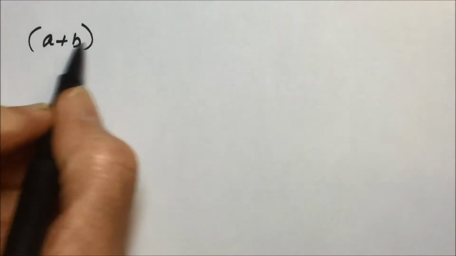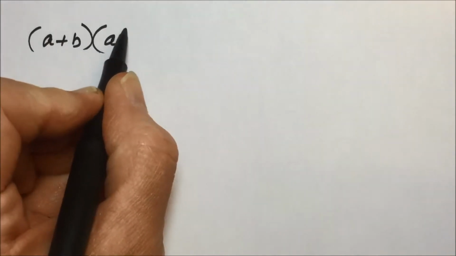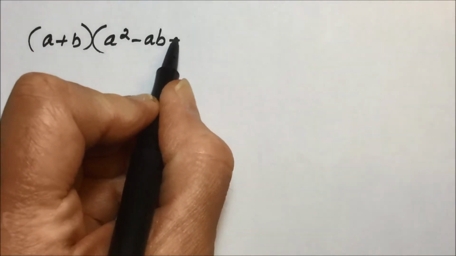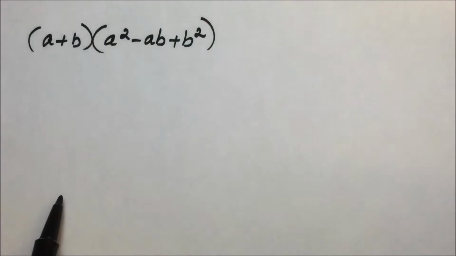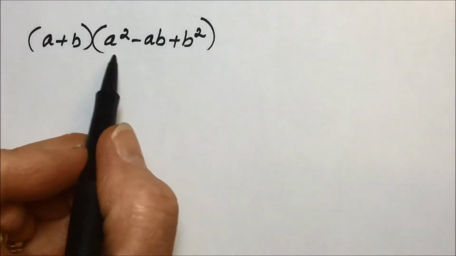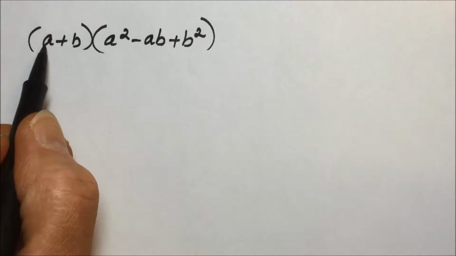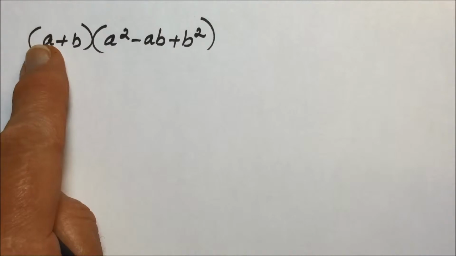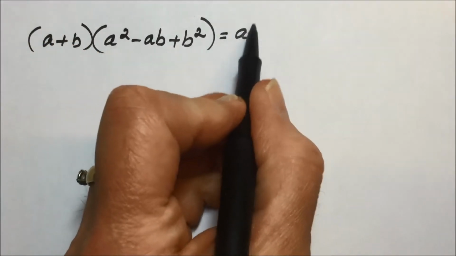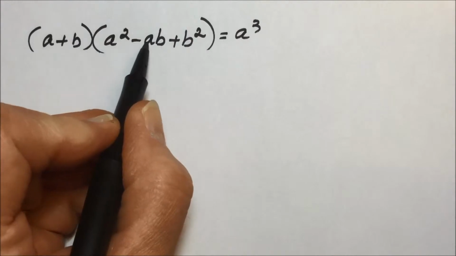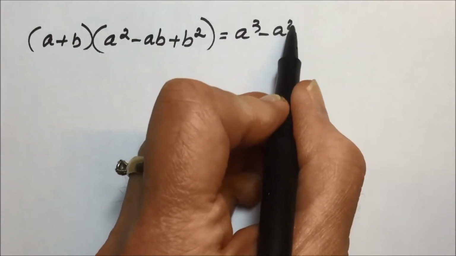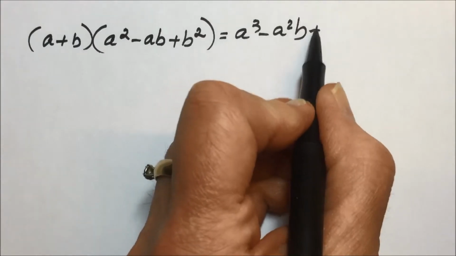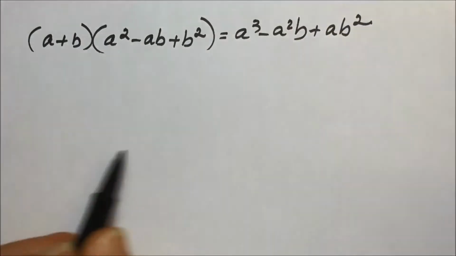To see this, consider the following products. If we have a plus b, the binomial, times a squared minus ab plus b squared, and we multiply this binomial times this trinomial, we'll start with taking a times each one of the terms in the trinomial. So a times a squared is a to the third. A times minus ab is minus a squared b. A times the last term is an ab squared.